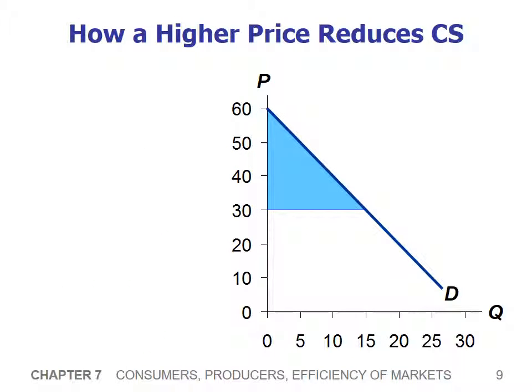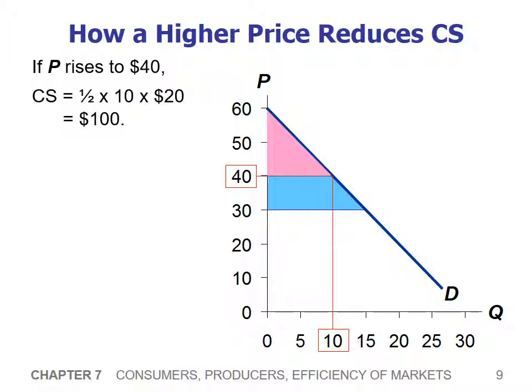Now what happens when the price of these shoes goes up? Let's say that the price of shoes goes up to $40. As we know, the new consumer surplus is the area above the new price line and below the demand curve. The new price line is 40 and the demand curve is still the same. So it's this top triangle.